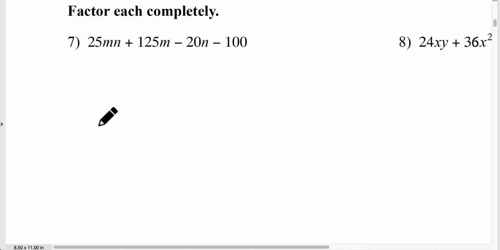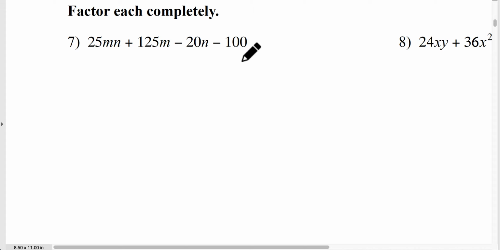All right, so let's get ready to roll. I just want to review a few questions of each type just to make sure that we got the hang of it and so that we have an opportunity to know that we can practice with something that we can reference. First thing is 25mn plus 125m minus 20n minus 100.